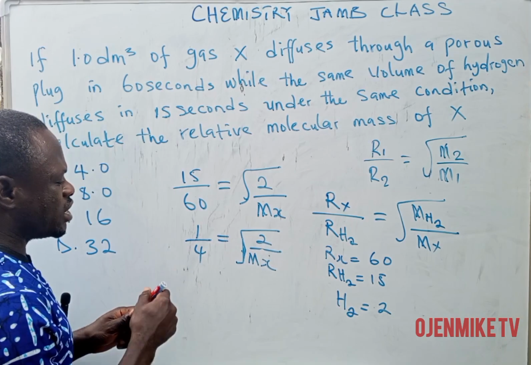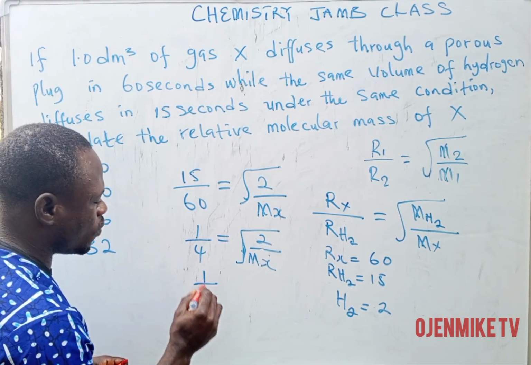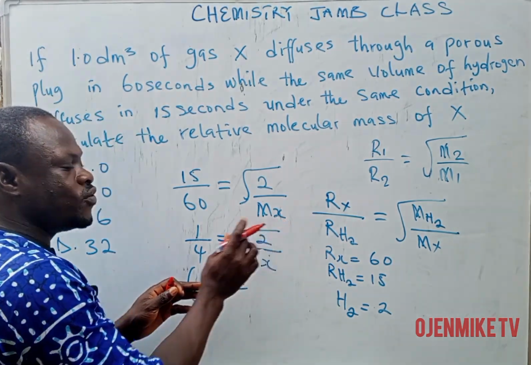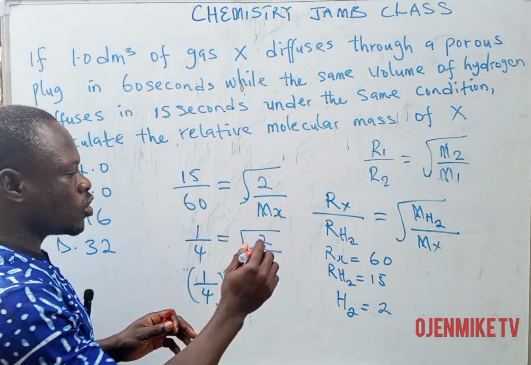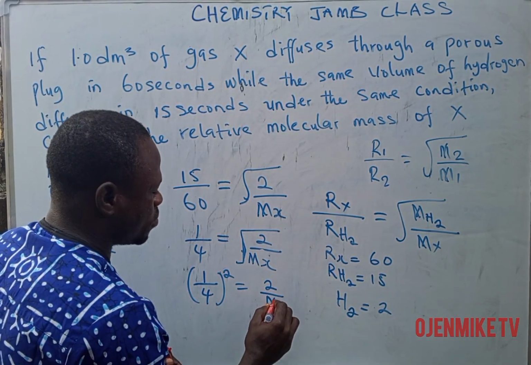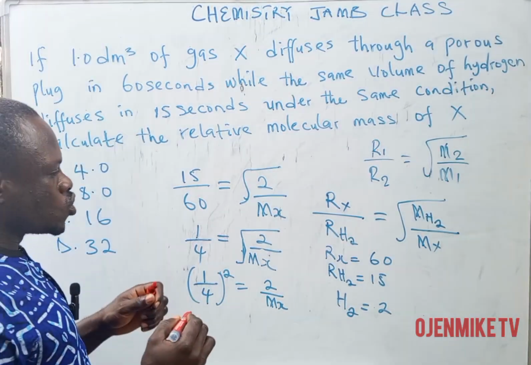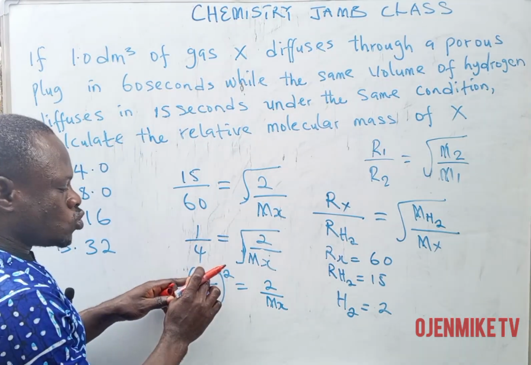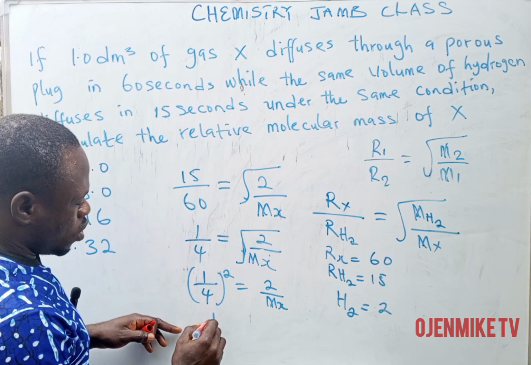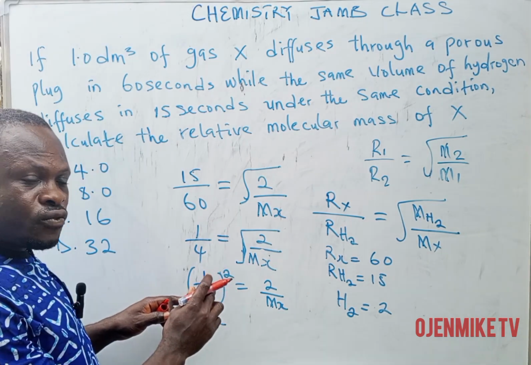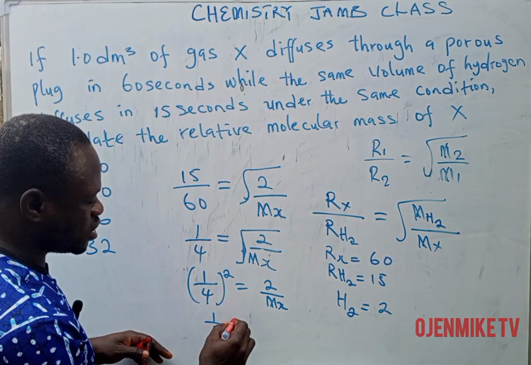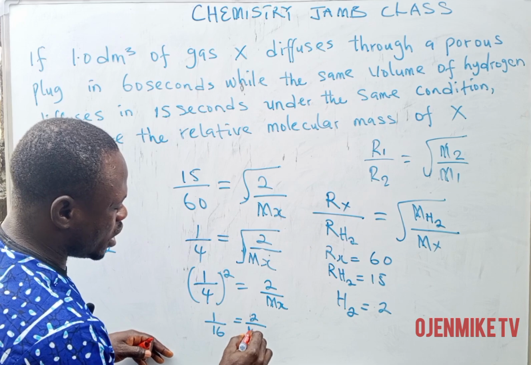If you square this side, here will now be 1 over 4, in brackets, squared, equals, we remove the square root, so we now have 2 over the molar mass of S. Are you following? 1 squared is 1, over 4 squared. 4 squared means 4 times 4, so that gives you 16 equals 2 over the molar mass of S.